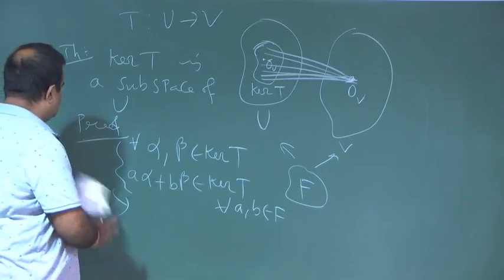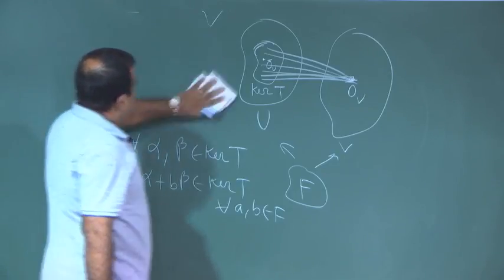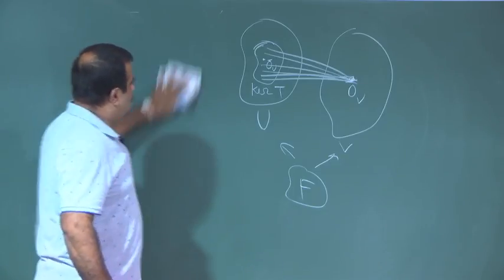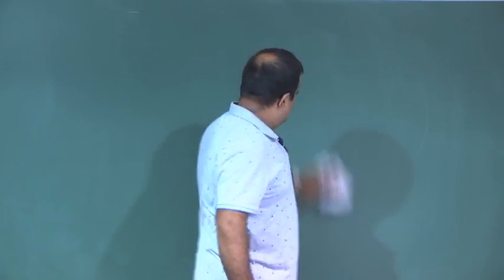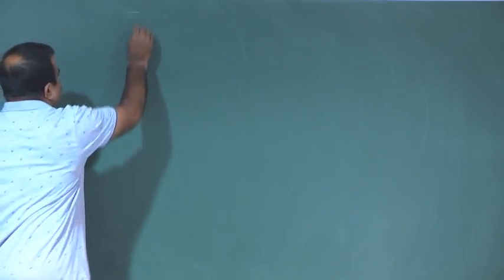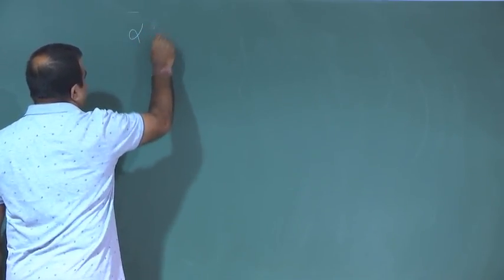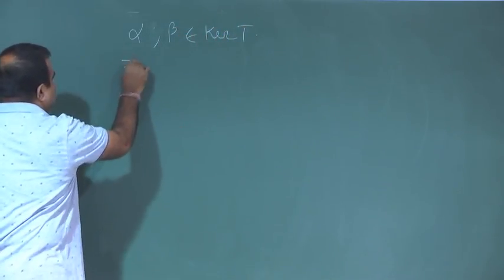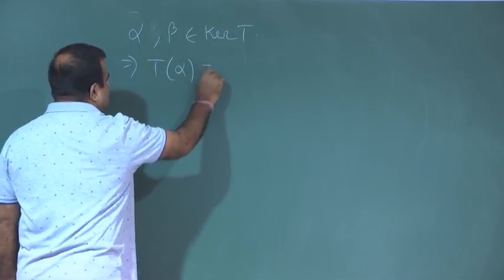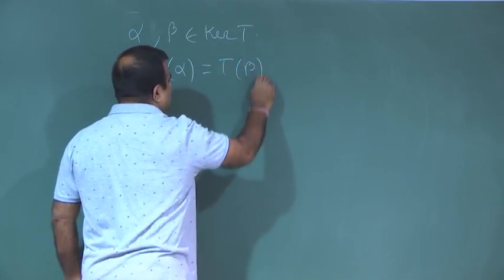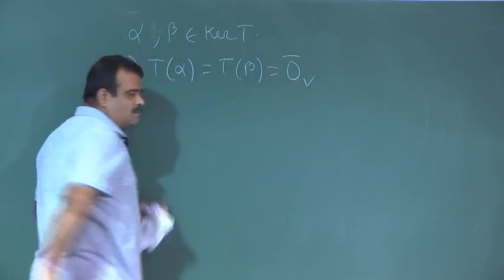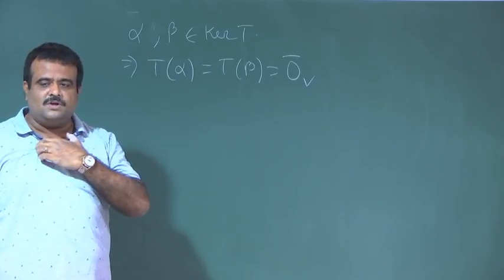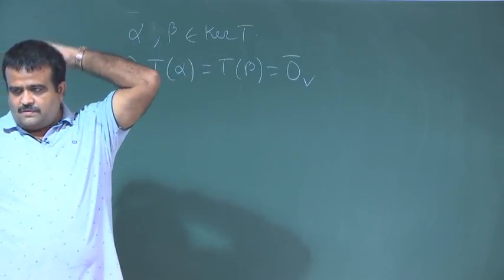So, now we have to show this. Let us try that. We take alpha, beta from the kernel of T. So, this implies T of alpha is equal to T of beta is equal to 0, they are mapping to the 0 vector of V. That is the definition of kernel. The kernel consists of all the vectors in U which are mapping to the 0 vector of V.